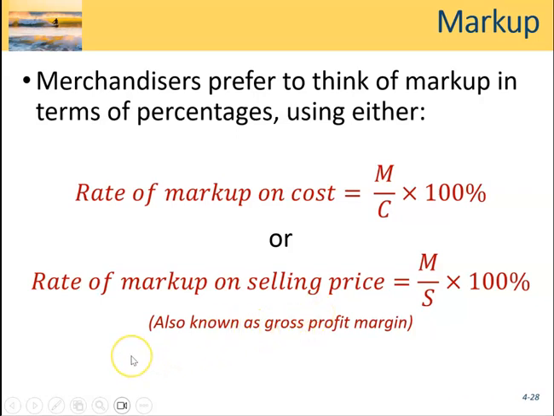Okay, so merchandisers prefer to think of markup in terms of percentages again, okay? So the percentage markup. So they either look at it as the rate of markup based on the cost, or the rate of markup based on the selling price. Okay, so as you can see, the markup is the numerator in both of these equations, but the denominator is either based on the cost or based on the selling price.